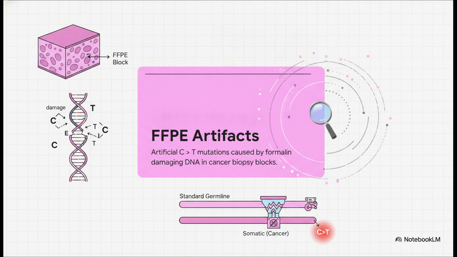This chemical damage introduces what we call FFPE artifacts into the data. Specifically, it creates artificial C to T mutations. And if you don't catch this, your pipeline is going to report a mutation that the patient literally does not have. Because of this, somatic pipelines require highly specialized algorithms designed to identify and filter out these exact artifacts. And that's a step that's generally not necessary in standard germline analysis.